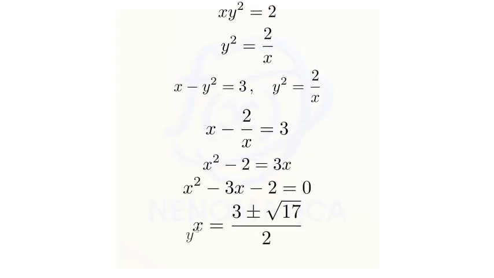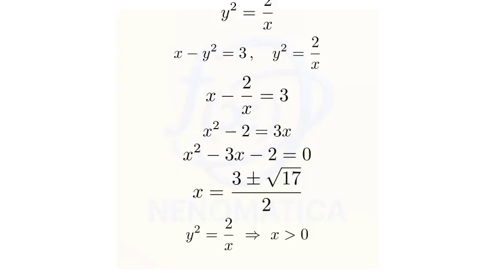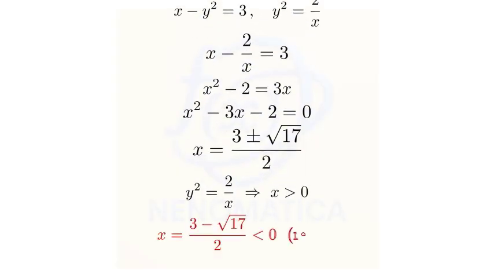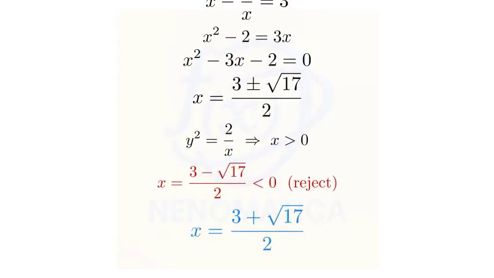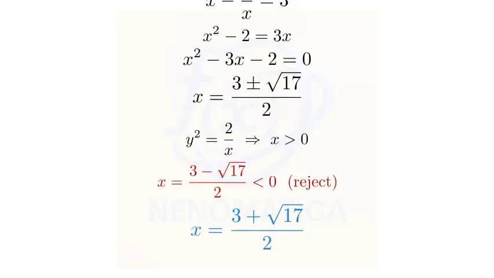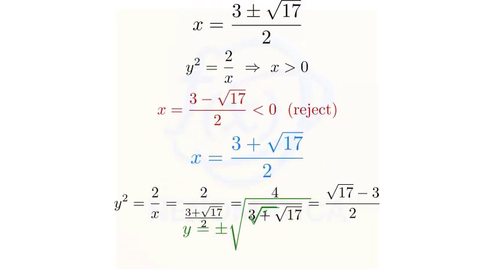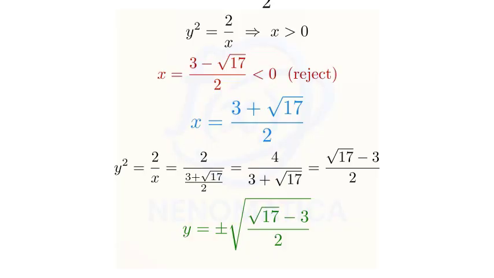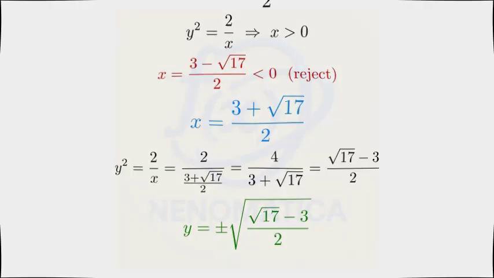Step 7. Because y squared equals 2 over x must be non-negative, x must be strictly positive. The value (3 minus square root of 17) over 2 is negative, so it is not acceptable. Therefore, the valid x is (3 plus square root of 17) over 2. Optional final note: if we also want y, substitute the accepted x into y squared equals 2 over x to get y squared equals (square root of 17 minus 3) over 2. Thus, y equals plus or minus the square root of that value.